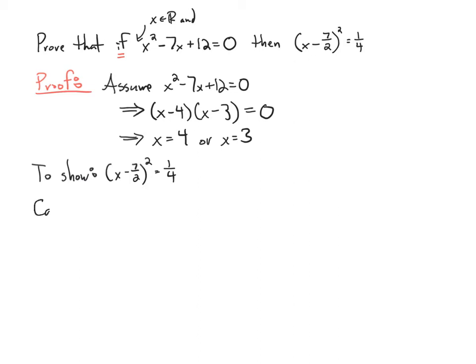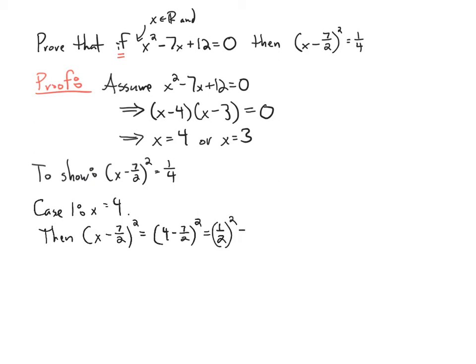We have two cases, so it might be easiest just to fill it in and check for each case. So case 1, x is 4. Then (x minus 7/2) squared is 4 minus 7/2 squared. 4 is 8/2. 8/2 minus 7/2 is 1/2 squared, which is a quarter. So if x is 4, this is true.